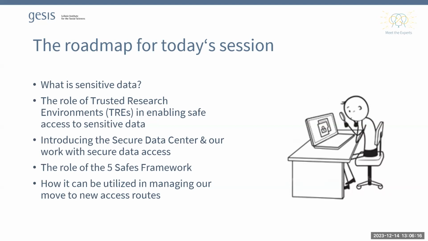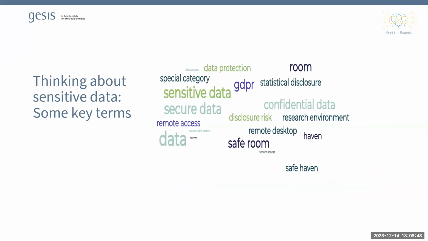Now, just to preempt what's coming, we have been through a process over the last couple of years of revising what we do and working out how we can improve our service and how we can move to new access routes. That always sounds so simple, but there's a lot to think about. And I'm going to talk about that process. And I'm going to draw in the 5 safes framework. And again, if you haven't heard of that, don't worry, I will explain it. All right, so that's what's on the agenda.